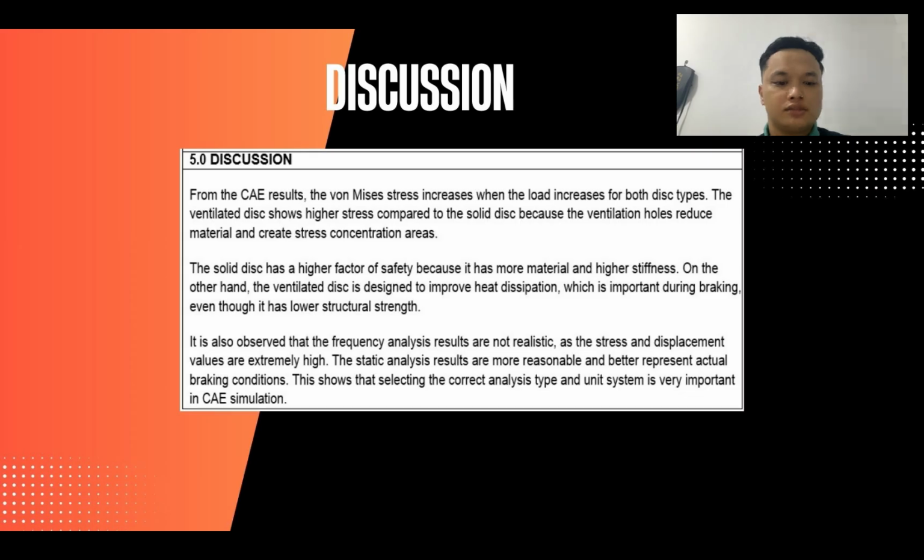It is also observed that the frequency analysis results are not realistic as the stress and displacement values are extremely high. The static analysis results are more reasonable and better represent actual braking condition. This shows that selecting the correct analysis type and unit system is very important in computer-aided engineering simulation.